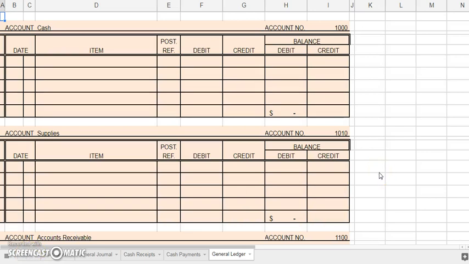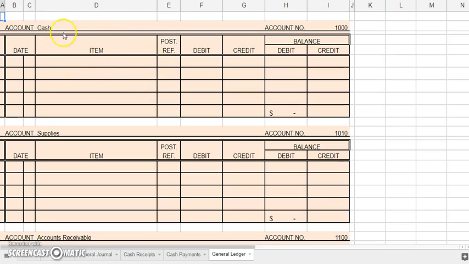Okay, hi everybody, this is Mr. Manning, and this video is going to be about how to record transactions from the special journals into the general ledger. So as you can see, I currently have a general ledger up on the screen.